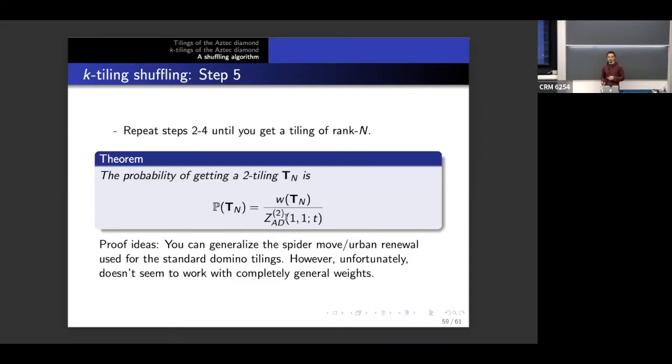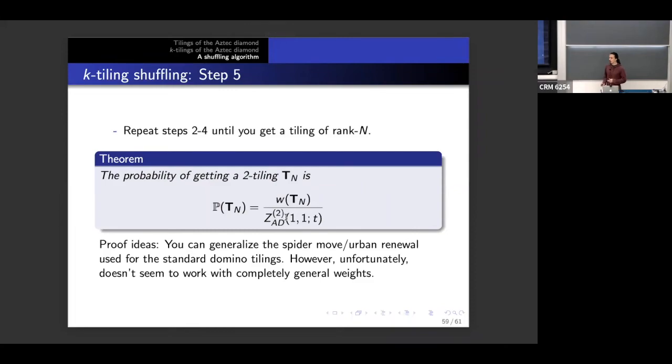So the normal domino shuffling, you can actually include completely general weights for your tiling. And here we can't. It doesn't seem like we're able to include more weights than just the weights I described in this talk. Okay. So you can prove it a similar way, but it doesn't work quite as well. Yeah. Generalizes to K-tilings.